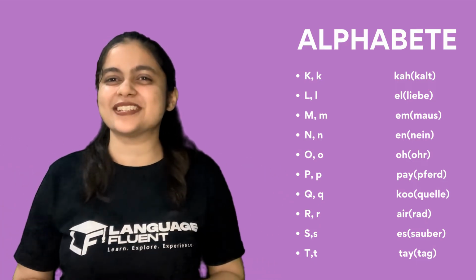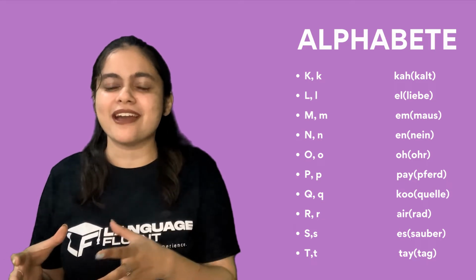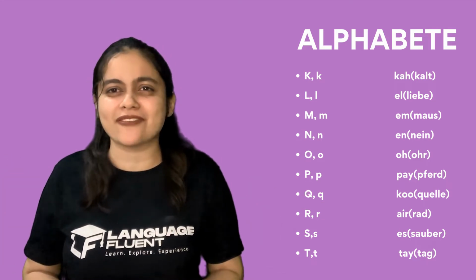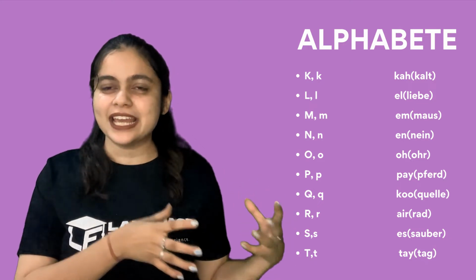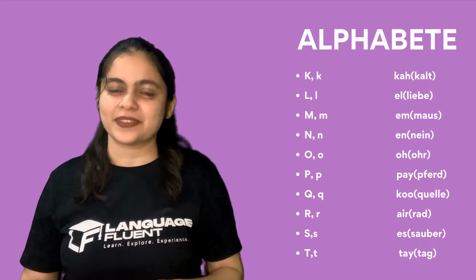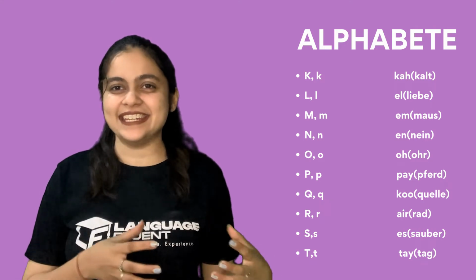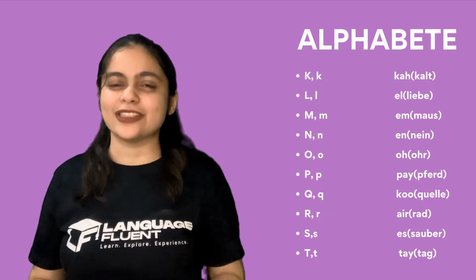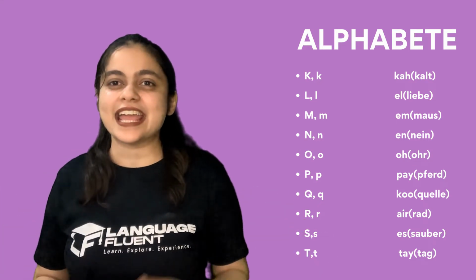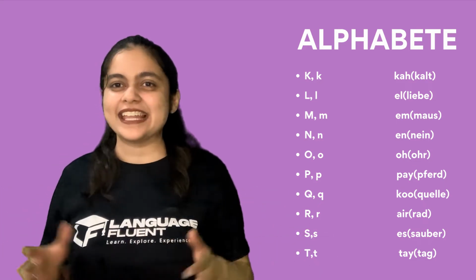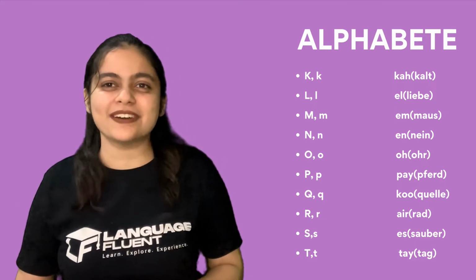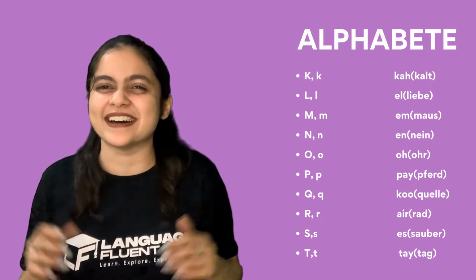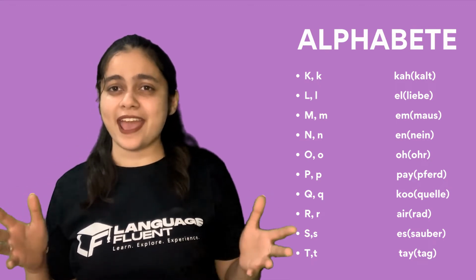Now here's the interesting part. L, M and N. All three of these alphabets are exactly the same in German as we have them in English. So L is L only in German, M is M and N is N. You see? Easy. Similarities. The vocabulary that I have for L is Liebe. Liebe in English means love. That's right. Liebe.